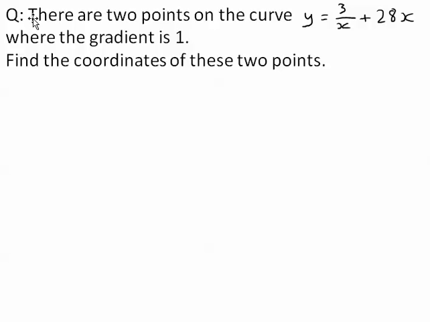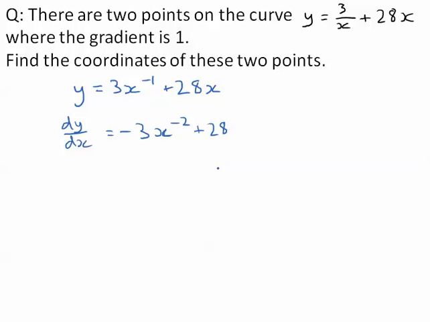and do a bit of work by hand. So if y is equal to 3 over x, then we can rewrite that as y is 3x to the power minus 1 plus 28x. And we can now differentiate it because now we have a negative power. So dy by dx is going to be minus 3x to the power minus 2 plus 28. Yep. And we want to know where the gradient is 1.